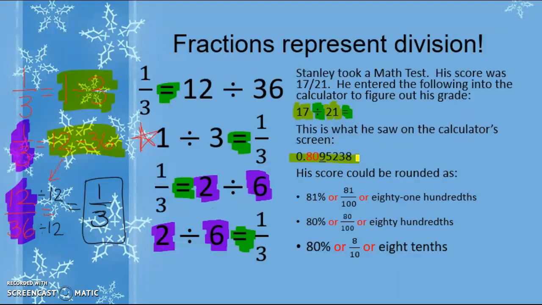0.8095238. Stanley's teacher rounds up, which we've learned before. We've probably started learning this in like second grade, that we look at the number to the right, and if it's greater than 5, we round the digit to the left up by 1. So that's how we came up with 81. Because when we're looking at a grade, we're looking at these first two numbers after the decimal point. So we could say that Stanley's grade is an 81% or 81/100ths.